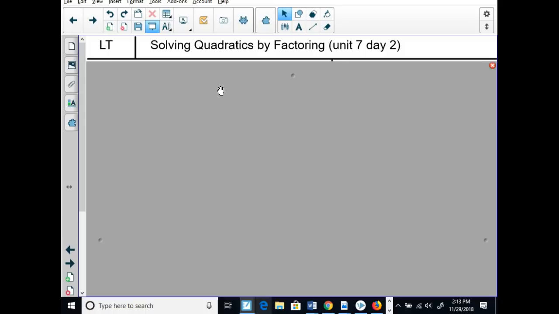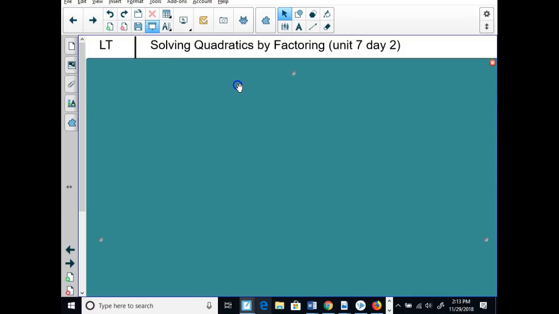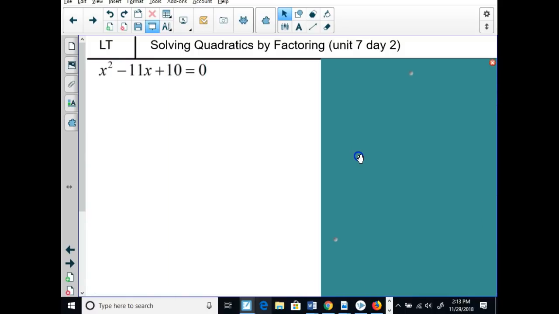Yesterday we talked about solving it by looking at a graph, or if we have a function in intercept form already, just setting those factors equal to 0, finding the x-intercepts, and those are our solutions. Today we're going to focus on looking at a function, and we want to solve it by factoring.